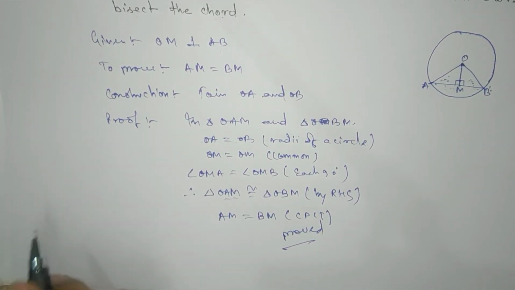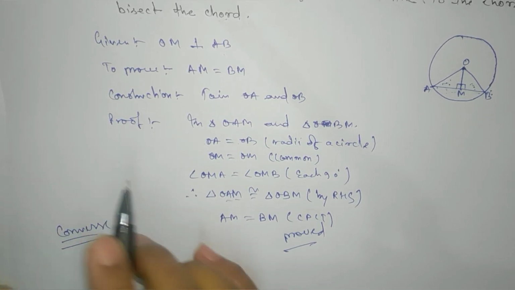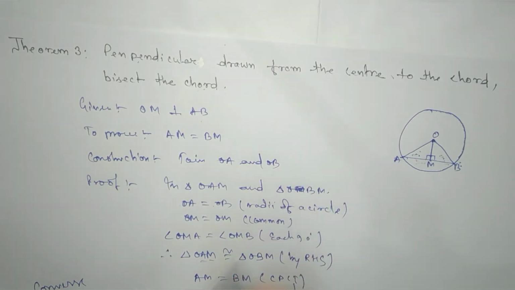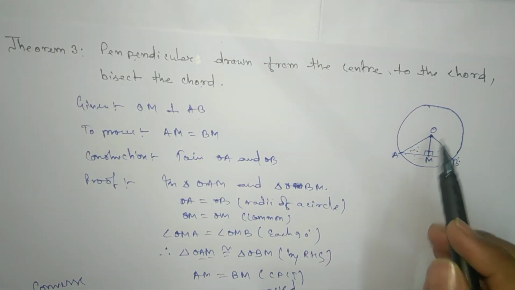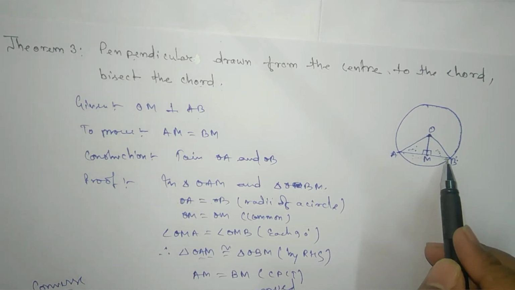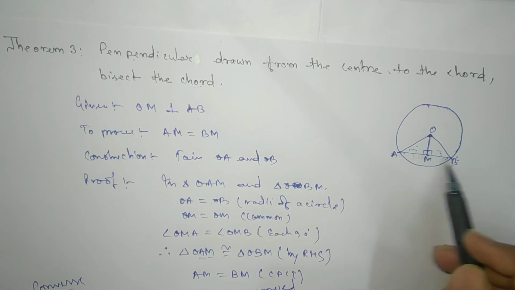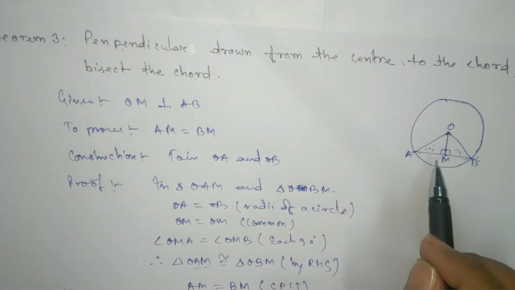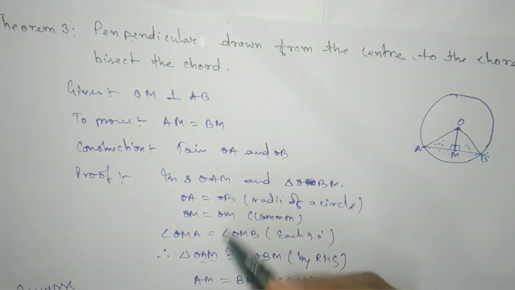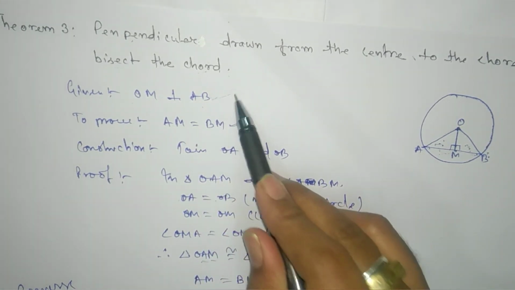That is theorem 4, the converse of it. So in the converse, what they are saying is: if the line segment drawn from the center bisects the chord, then OM must be perpendicular to AB. This one you need to prove. Converse means this one has been given, and now we need to prove this.